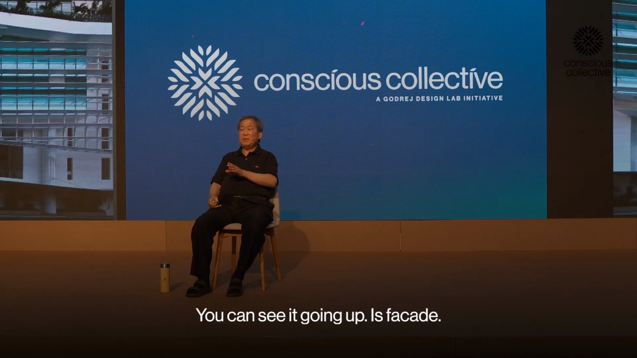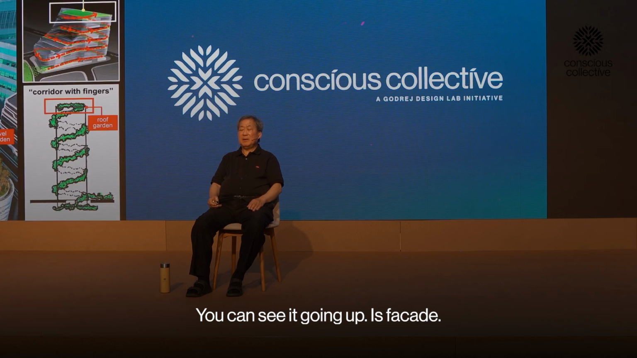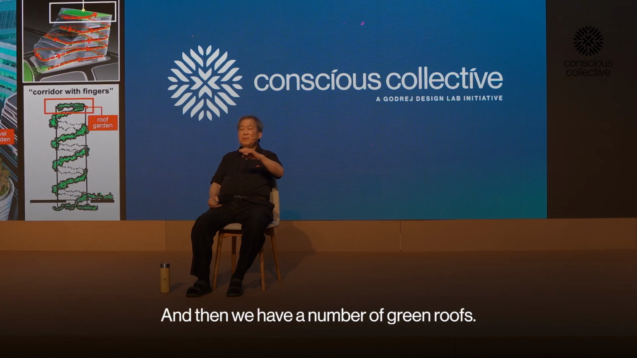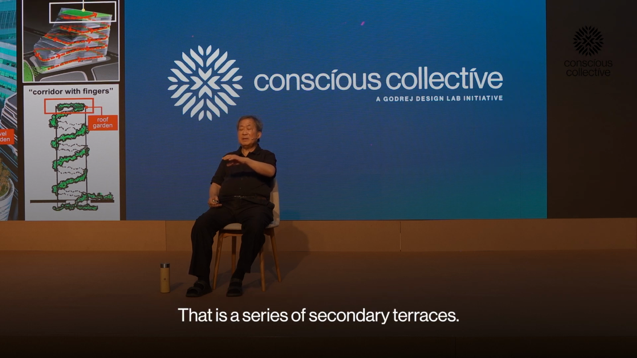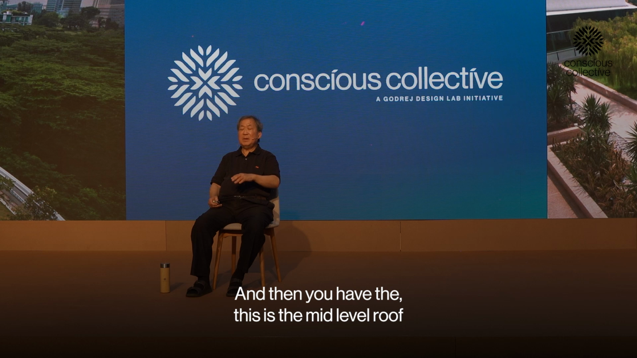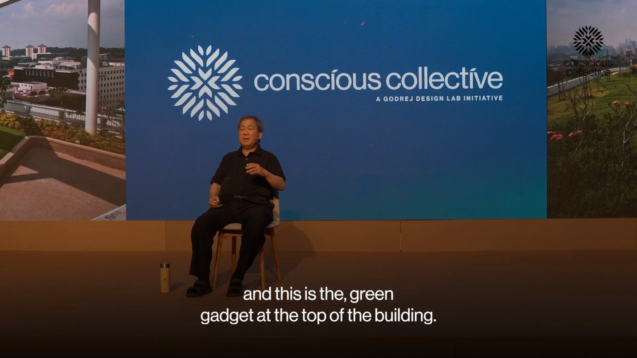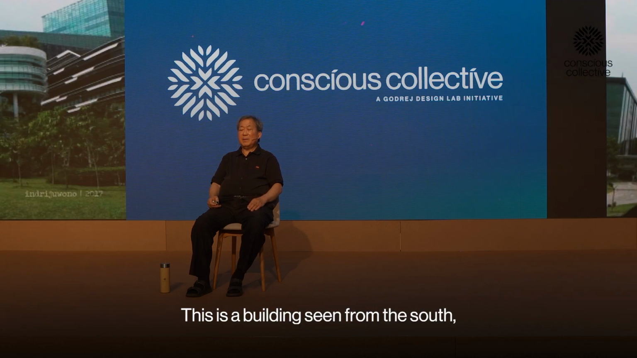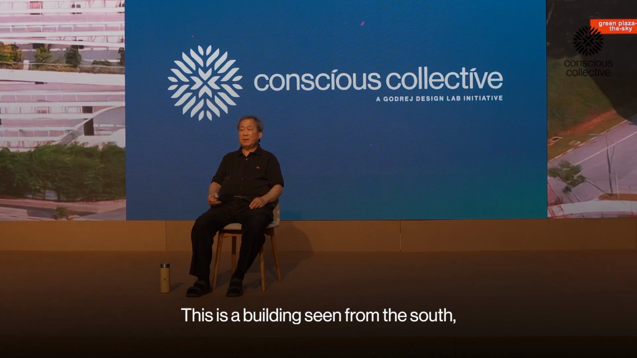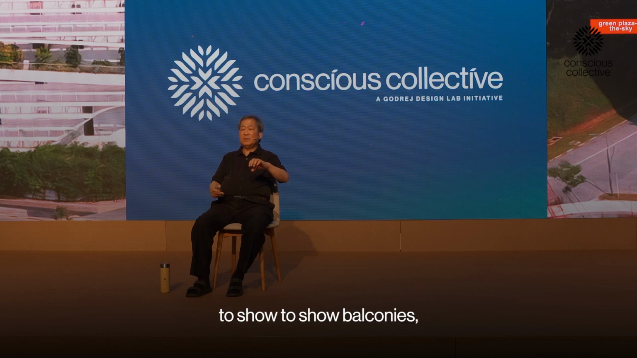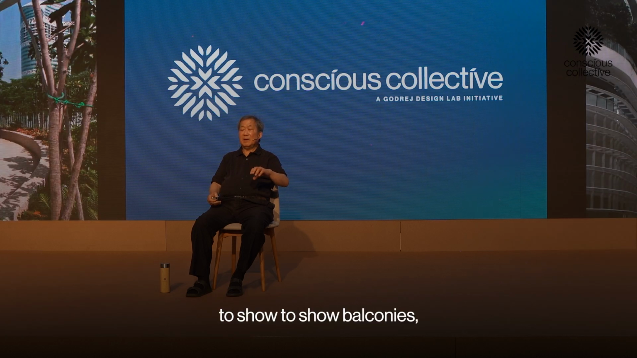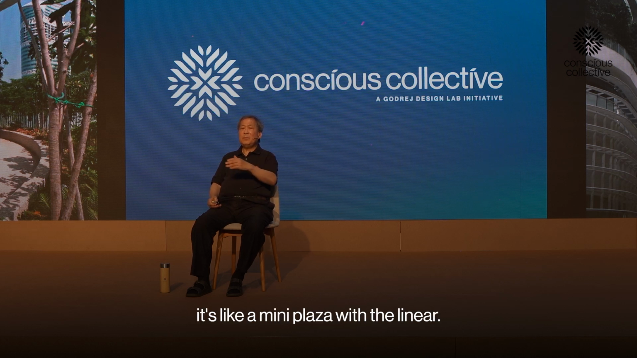This is the ramp. You can see it going up each facade. And then we have a number of green roofs. You have the main one, which is the mid-level roof, then a series of secondary terraces. And this is the green garden at the top of the building. And this is the building seen from the south. At the corners of the building, we punctuated it by opening it out to show balconies like these, so that for people inside, it's like a mini plaza with the linear park.